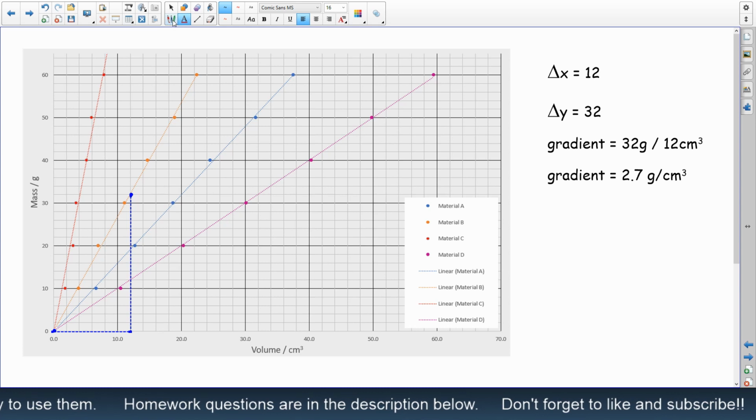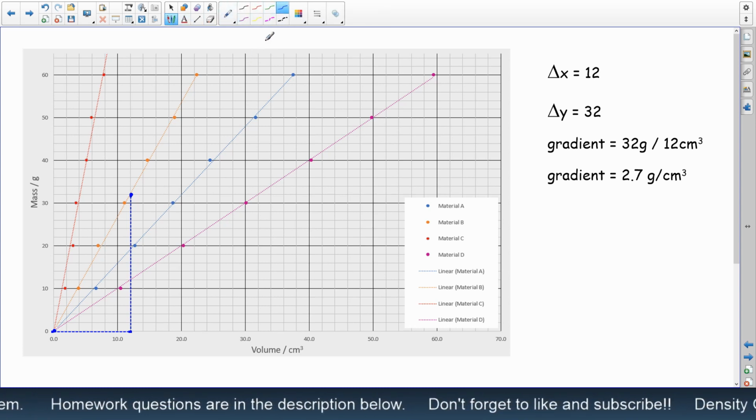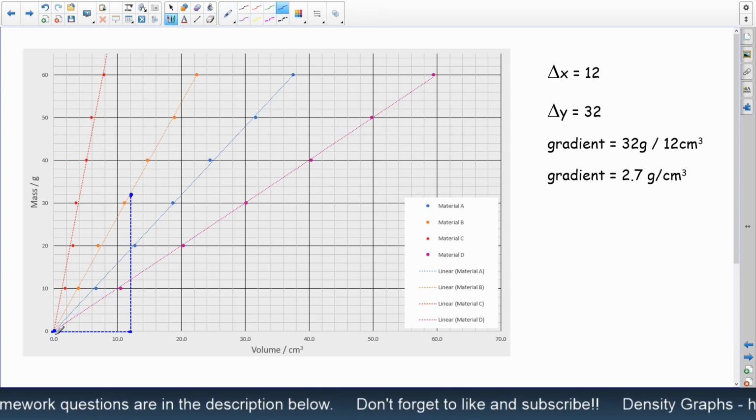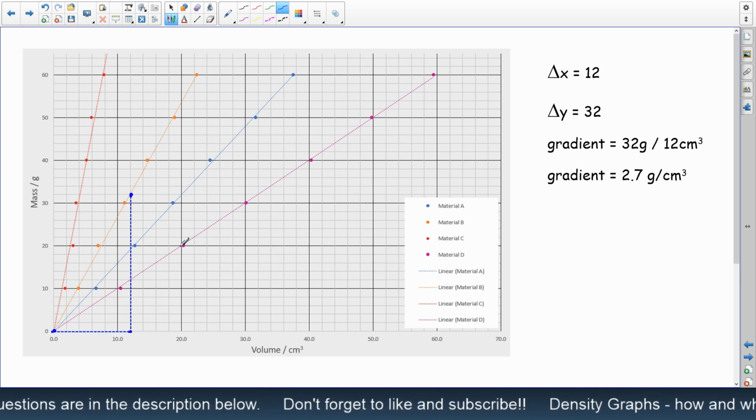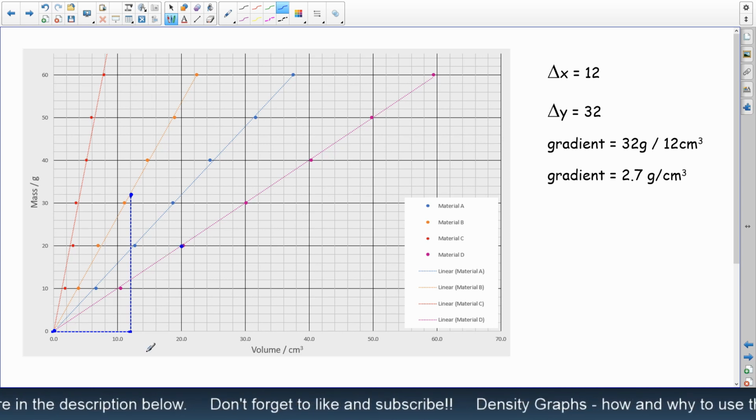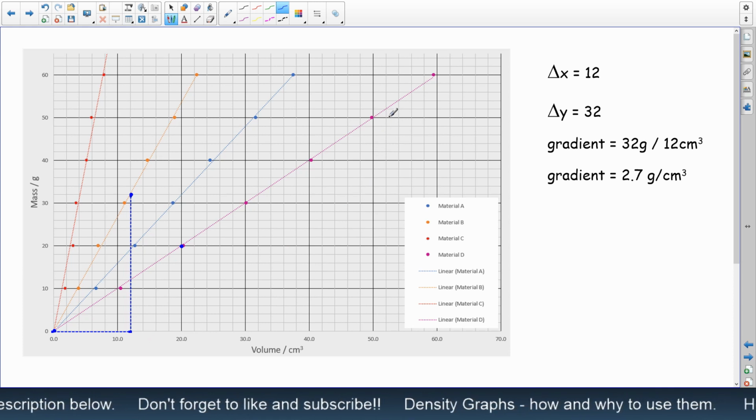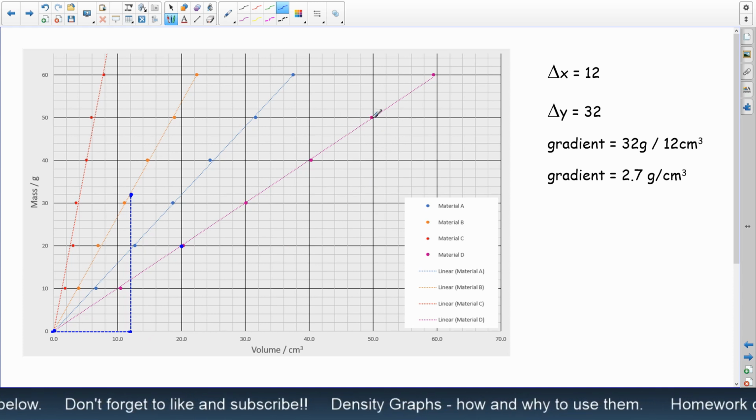All right, let's try a different one. So let's take a look at the purple line, and we'll not necessarily start at 0, though I'm not entirely sure why you wouldn't, but let's start here, because that's a nice crossover point there, and oh, this is a beautiful looking line, so we'll go to here.